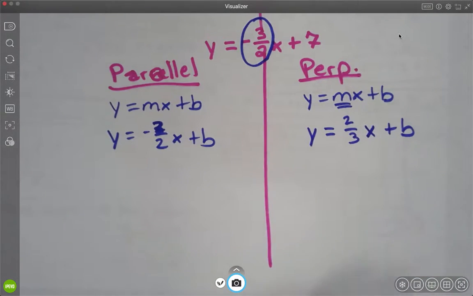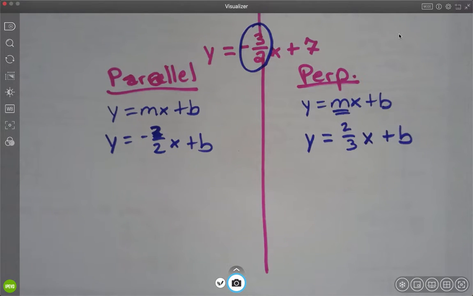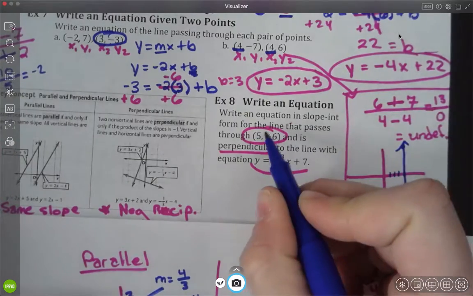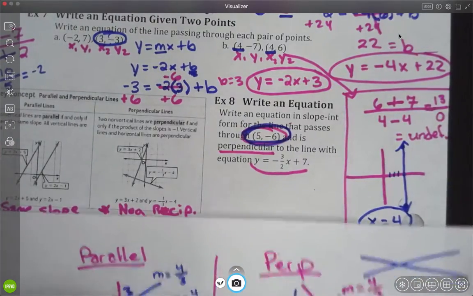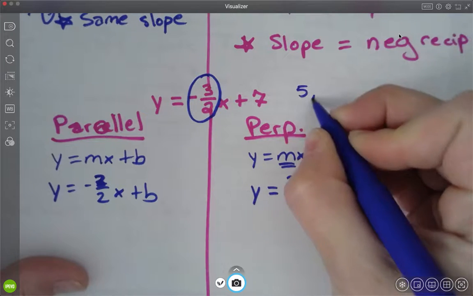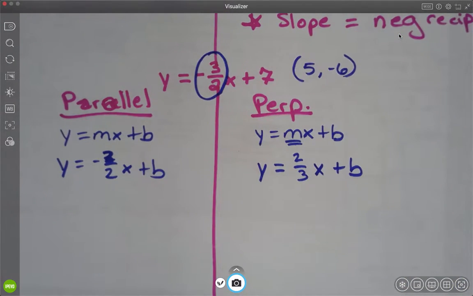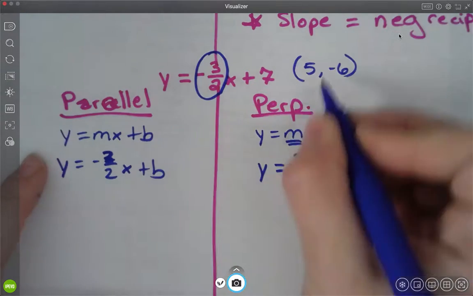Now, hold on just a second. How do I find b then? You just leave it? How do you find b? Look at the problem. It tells you in the problem. It's going through the point 5, -6. 5, -6 is my point. So I'm going to plug 5, -6 in. 5 is x, -6 is y.